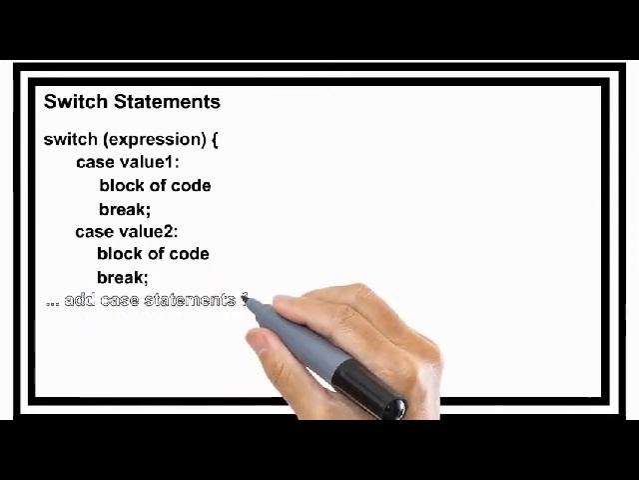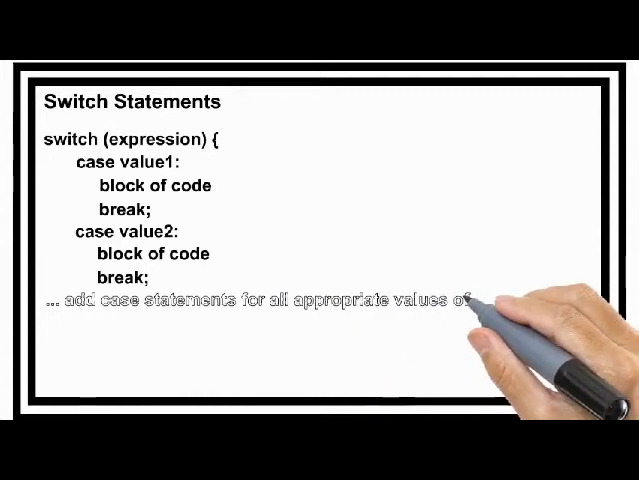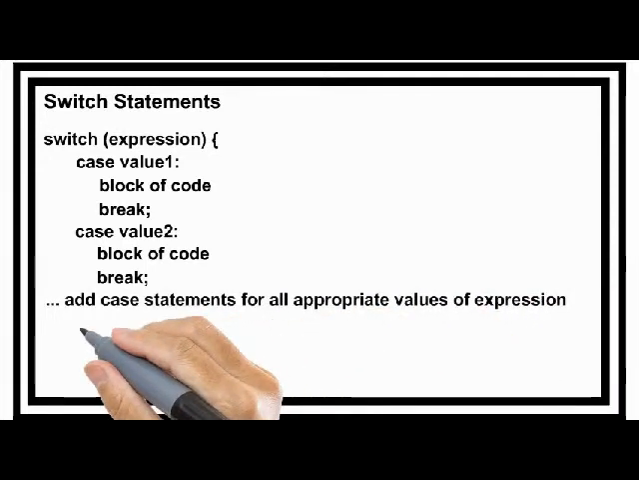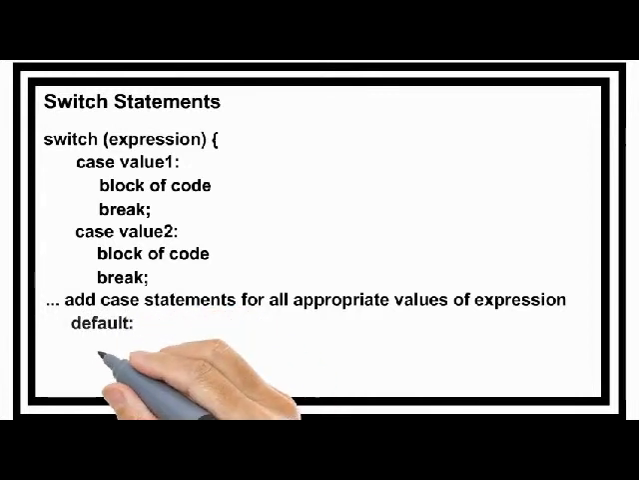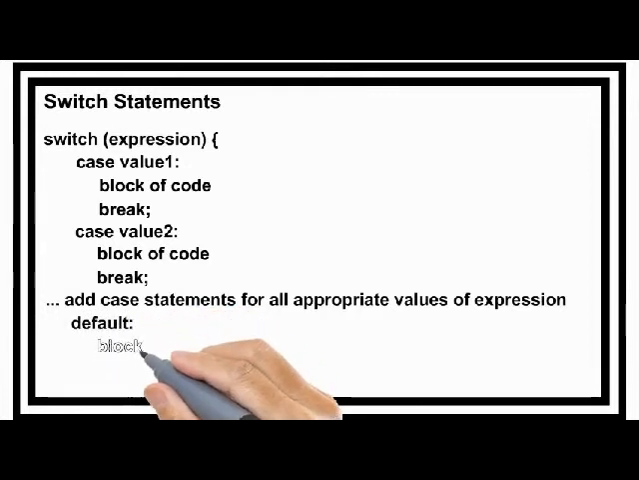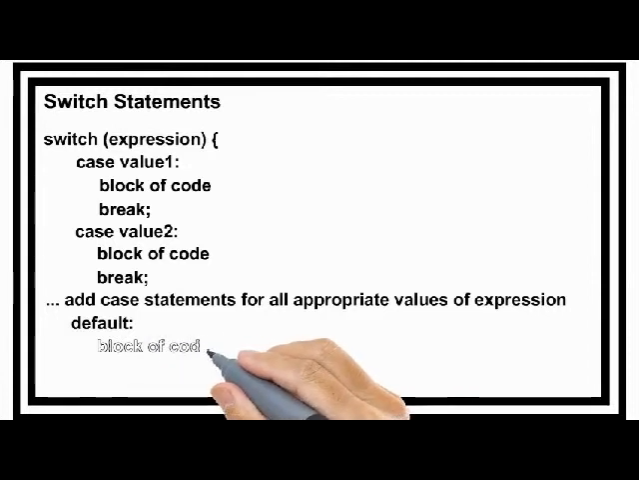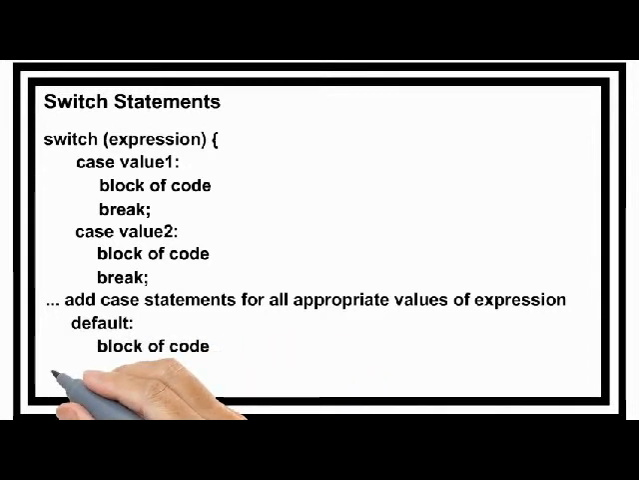Then you add the case statements for all appropriate values of the expression. The last statement is the default statement, colon, followed by the block of code that is executed when the expression equals none of the case values. The switch statement is closed by a right curly bracket.